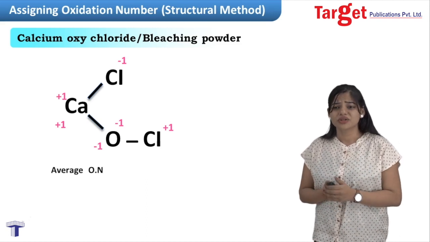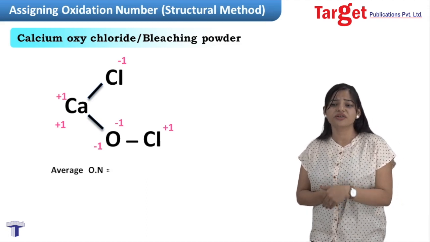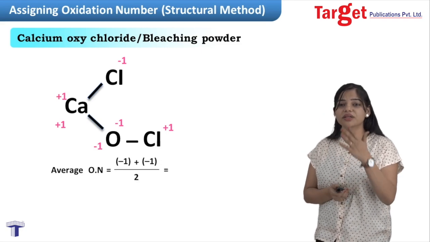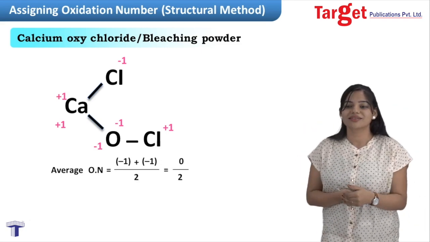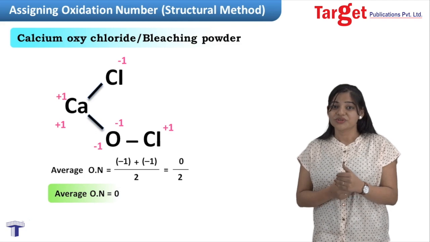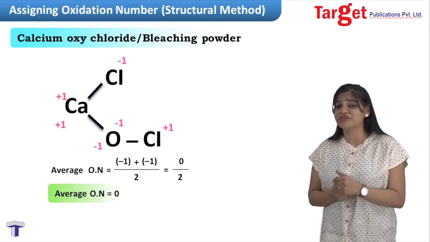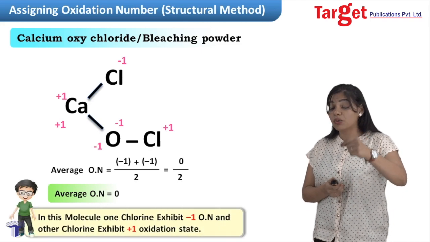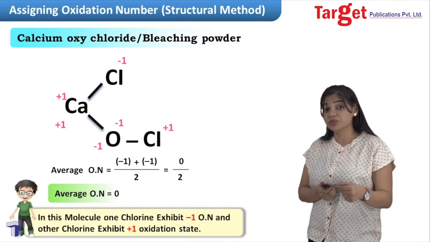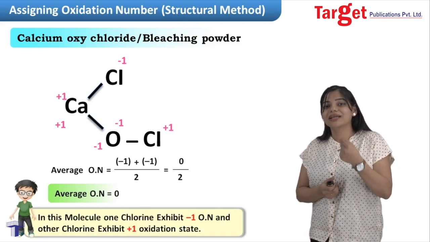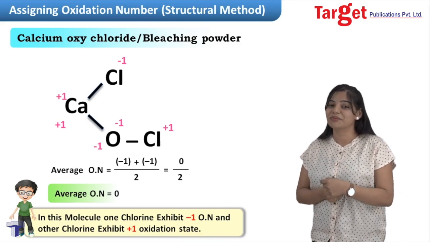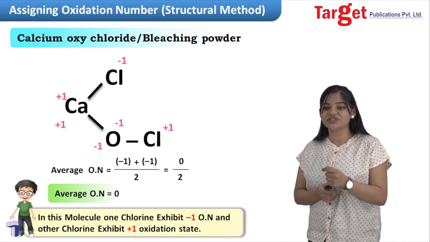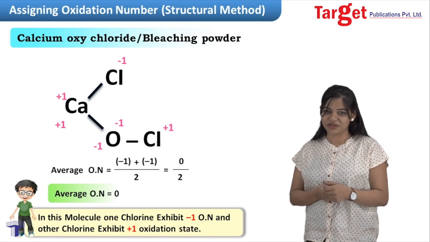So if we see the average oxidation state, it comes out to be plus 1 minus 1, that is nothing but 0. So here the average oxidation number for chlorine is nothing but 0, because chlorine is exhibiting plus 1 in one atom and the other atom is exhibiting minus 1. So the average oxidation number comes out to be 0.